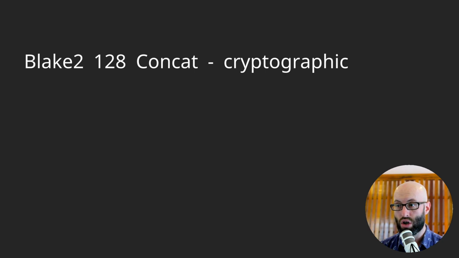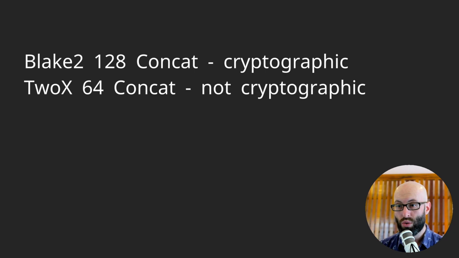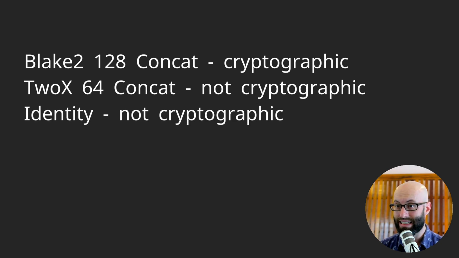You should default to using Blake2 128 concat because it is a cryptographic hash. Twox64 concat is extremely fast but is not cryptographic. Identity does not hash the key at all. These two hashers should only be considered when the key has already been cryptographically hashed.